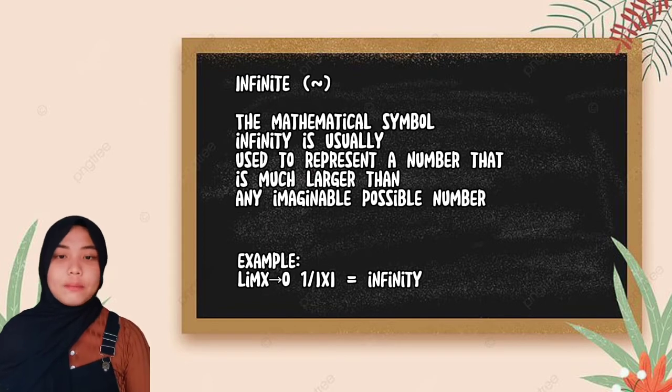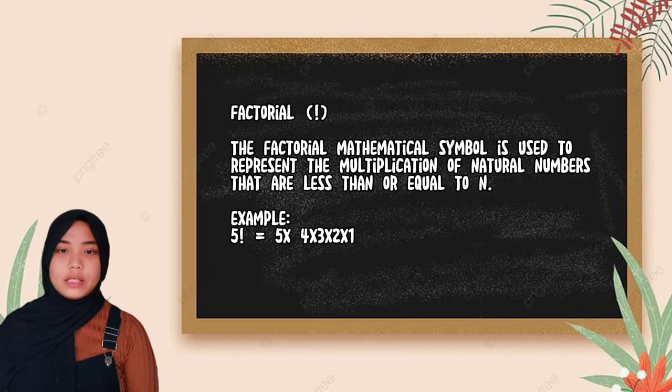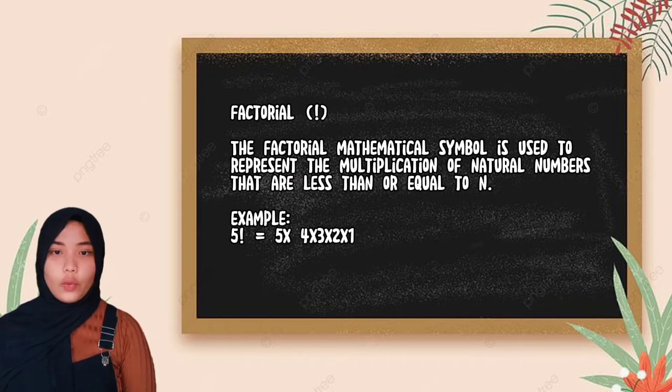Infinity. The mathematical symbol infinity is usually used to represent a number that is much larger than any imaginable number. Factorial. The factorial mathematical symbol is used to represent the multiplication of natural numbers that are less than or equal to n.